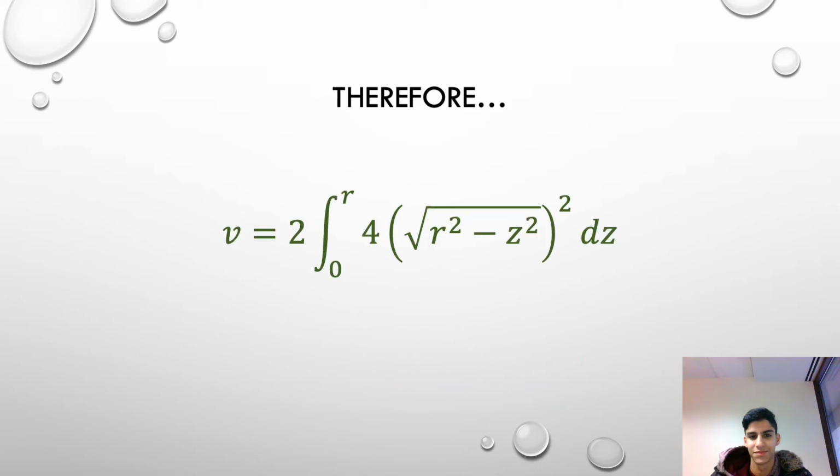Therefore, V, or volume, equals 2 times the definite integral from 0 to r of 4 times the root of r squared minus z squared, all to the power of 2, which technically is just 4 times r squared minus z squared.